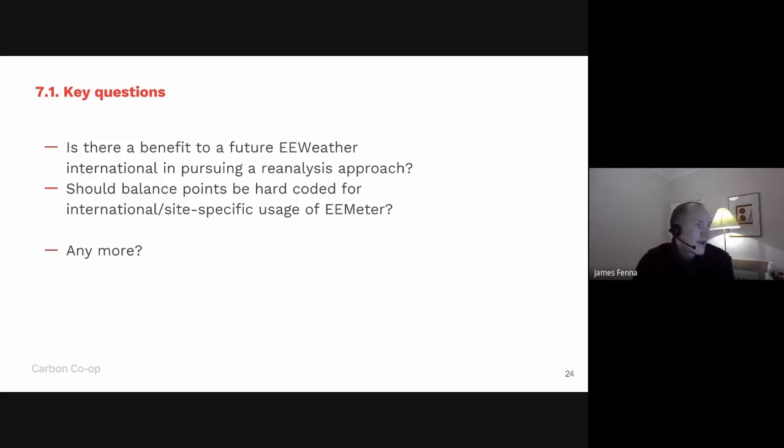And secondly, should balance points, I suppose, be hard-coded for international and site-specific usage of EEmeter hourly? I'm thinking here specifically as to why EEmeter hourly basically hard codes balance points, whereas obviously EEmeter daily uses a grid search function to find a much more dynamic, site-specific balance point approach, which would essentially eliminate some of the variance that you see between regions on the EEmeter hourly piece that I outlined earlier.